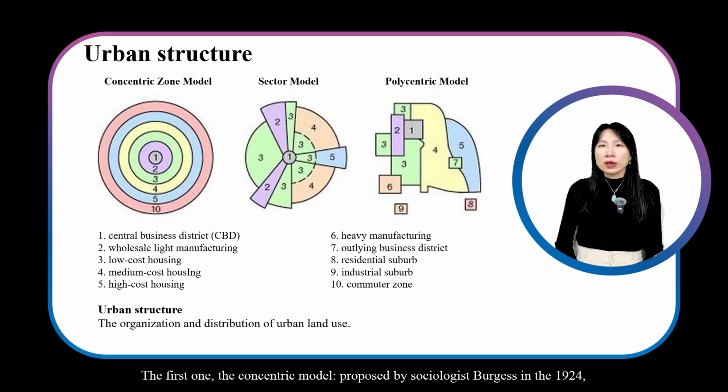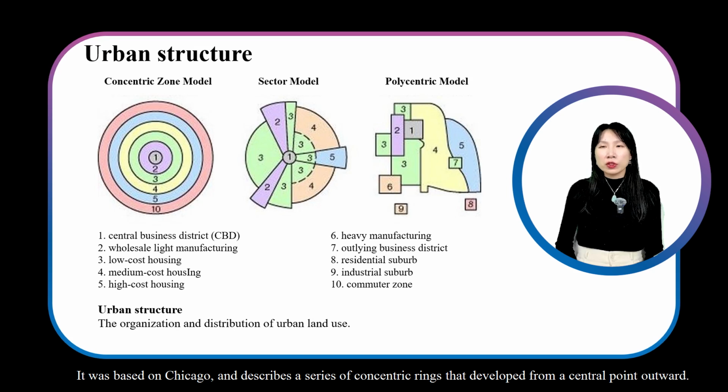The first one, the concentric model, was proposed by sociologist Burgess in 1924. It was the first model to explain the distribution of social groups in urban areas. It was based on Chicago and describes a series of concentric rings that develop from a central point outward.